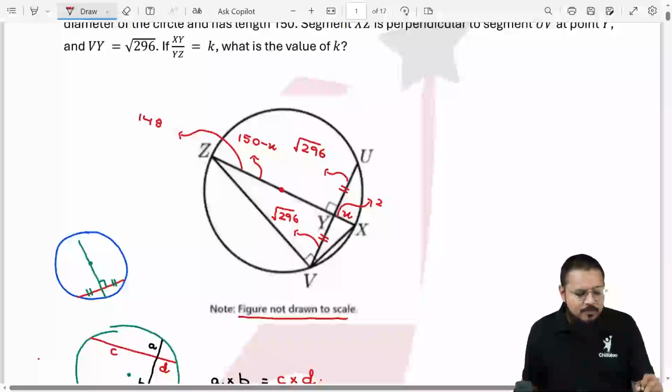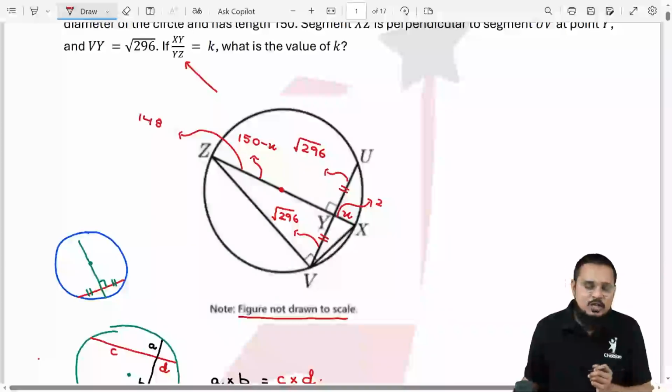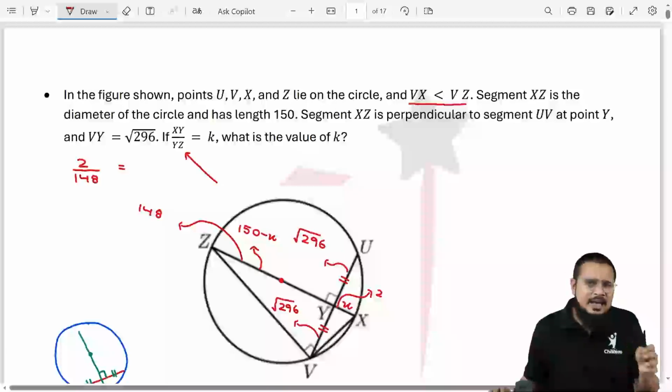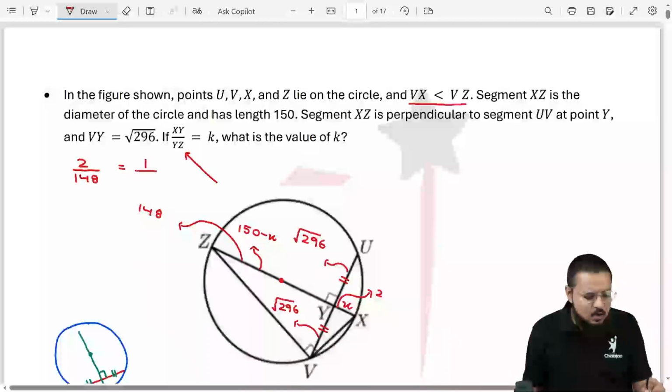And if you look, I just have to find out the ratio of these two lines. What do I have to do? Xy divided by yz. I know what is xy, that's 2, and yz is basically 148. So that's basically the ratio of these two numbers. K represents the ratio of these two numbers, 2 divided by 148. And again, you can simply type this in your calculator as well. You will get your answer as 1/74. That should be the right value of your constant K over here.